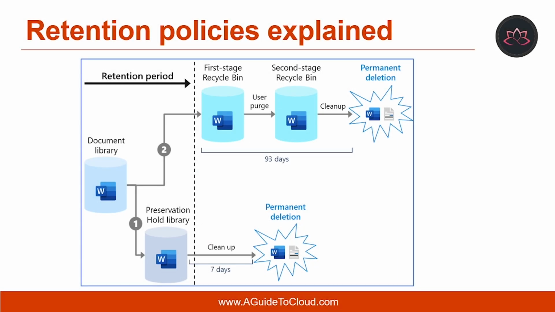So, when you include a location such as a site or mailbox in a retention policy, the content remains in its original location. People can continue to work with their documents or mail as if nothing has changed. But if they edit or delete content that's included in the policy, a copy of the content as it existed when you applied the policy is retained.